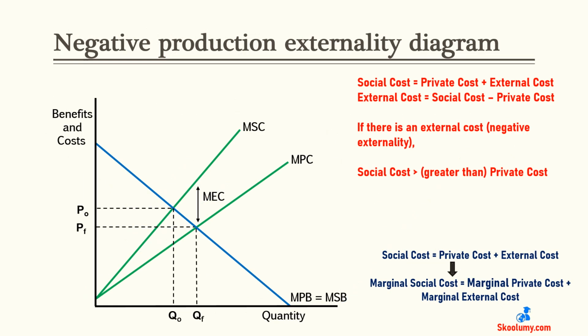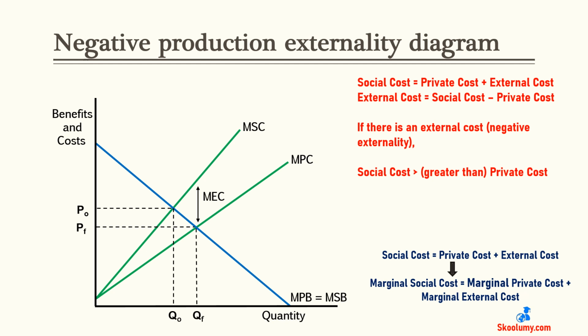For a production externality diagram, we draw two supply curves. One will be marginal social cost, the other will be marginal private cost. We don't have a curve for external cost. It is the difference between the social cost and the private cost. It is the distance between the two curves. We will use the formula: social cost is equal to the sum of private cost and external cost.